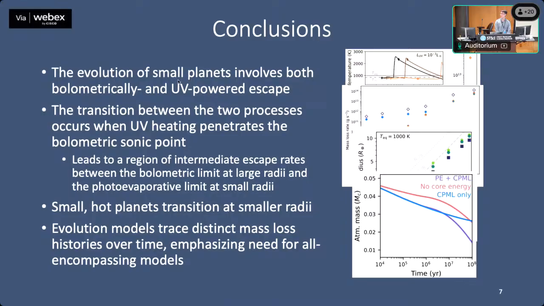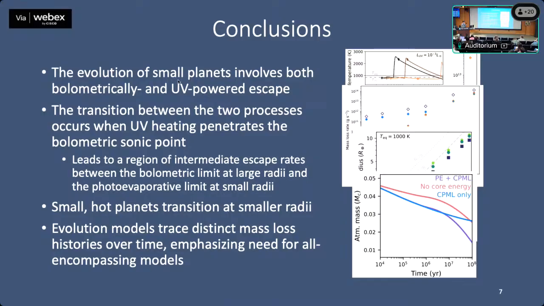All right, questions for our speaker? Michael? Yeah, Michael Zhang, University of Chicago. I'm curious about the isothermal assumption for the bolometric case. Like, how close to reality do you think that is, and how much of an impact does that have?